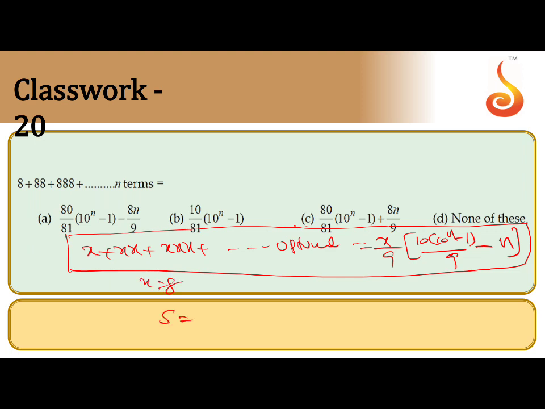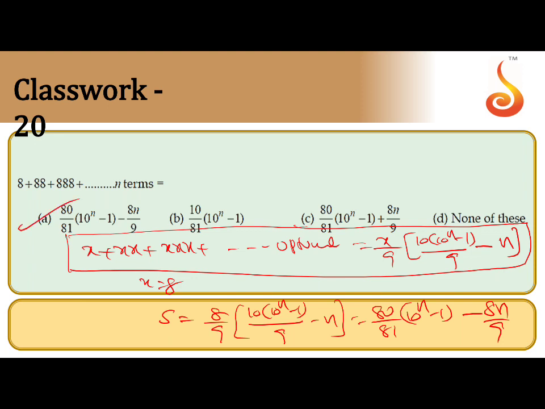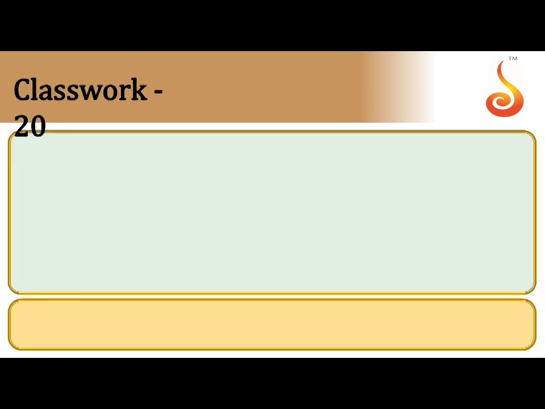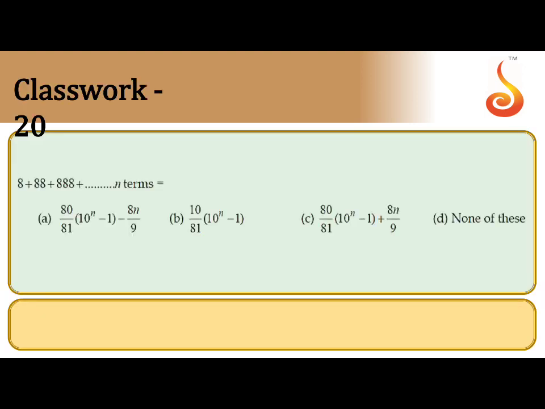So the required sum equals 8 by 9 into 10 into 10 power n minus 1 by 9 minus n. This is the answer. Now multiply here: 80 by 81, 10 power n minus 1, minus 8n, by 9. So look at the options. Which option is matching? Only the first option matches. That is the answer, but you have to remember this formula. I hope this is clear. Next. Check the answer. Yes, option A is correct. This is a very good question.